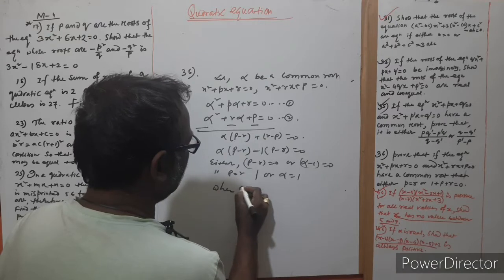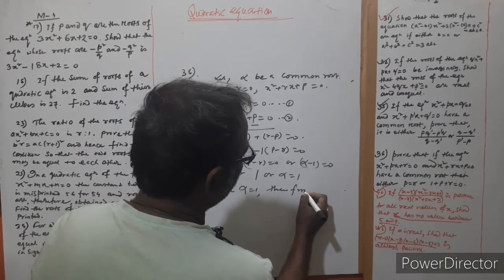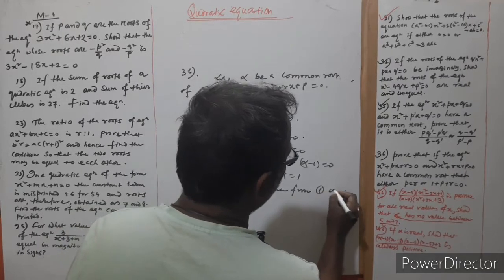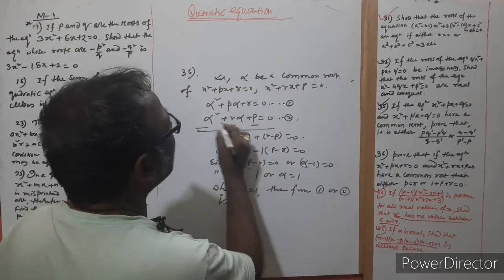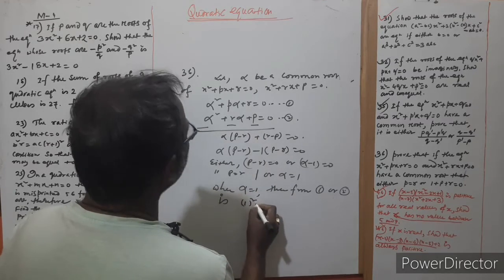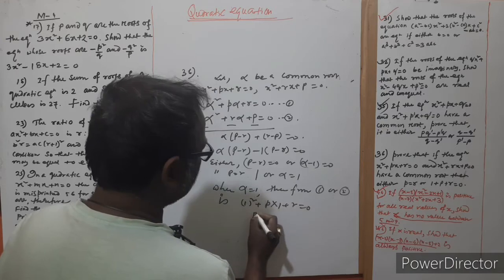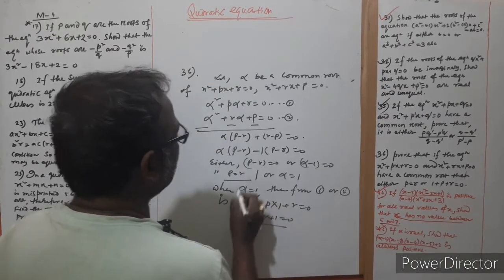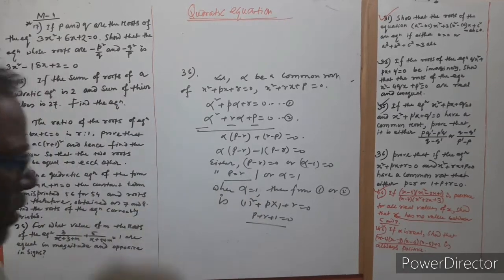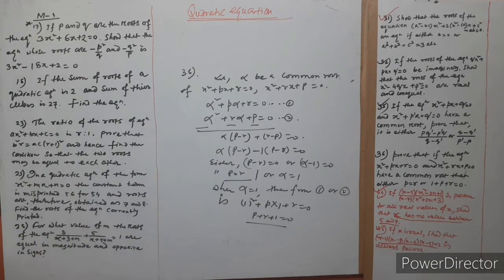When alpha equal to 1, then from 1 or 2 it is 1 square p dot 1 plus r x equal to 0, that is p plus r plus 1 equal to 0. So either this equal to 0 or p equal to r. Okay, see 36 here.